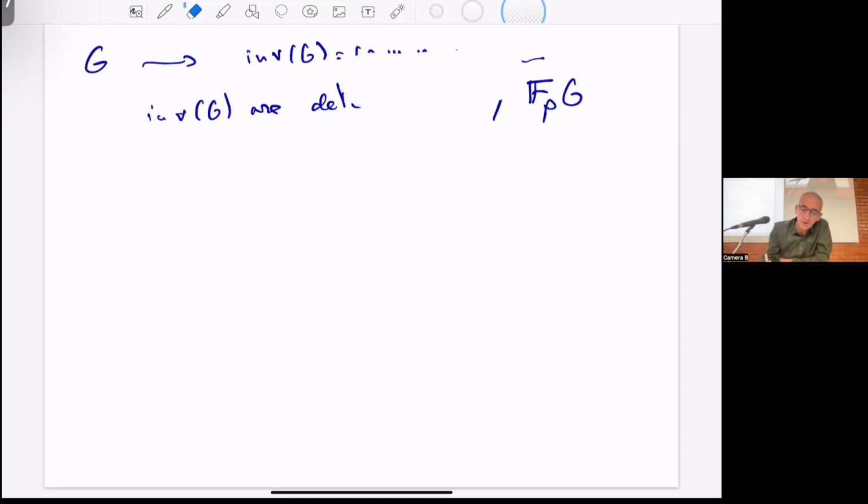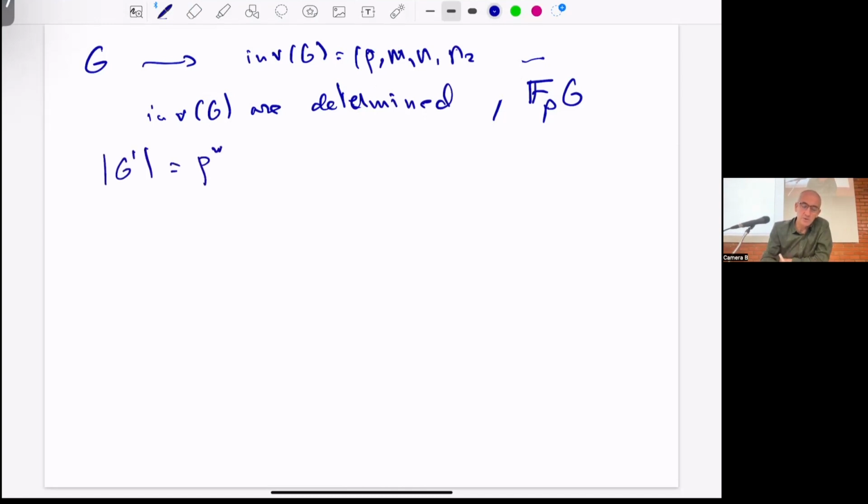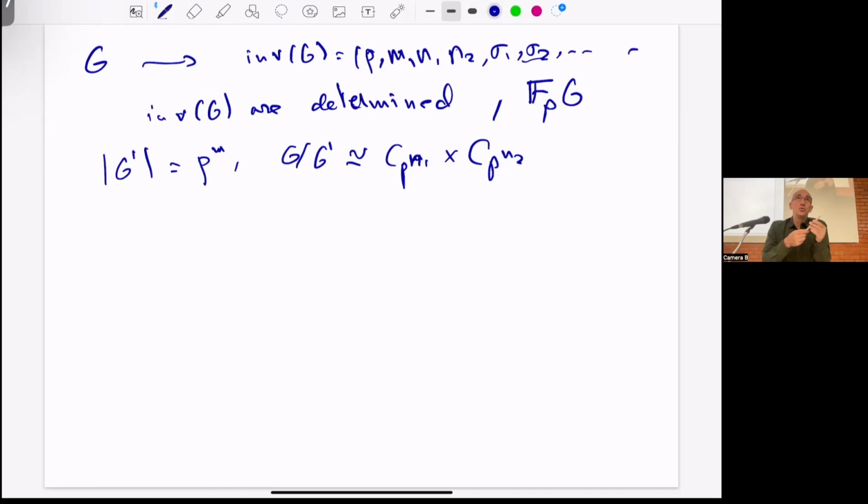And for example, the first four are easy to determine. It's easy to see that they are determined by the group algebra because the cardinality of the derived subgroup is p to the m, and the abelianization is C_{p^{m1}} times C_{p^{m2}}. But then we need to prove it, or to see whether the other numbers can be determined or not.